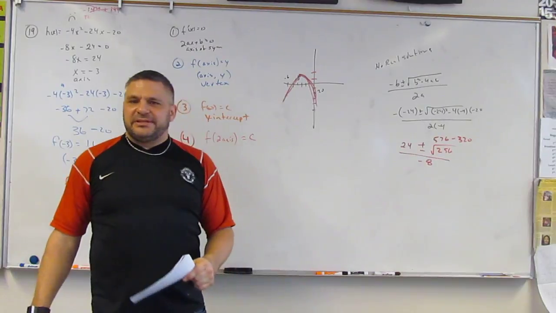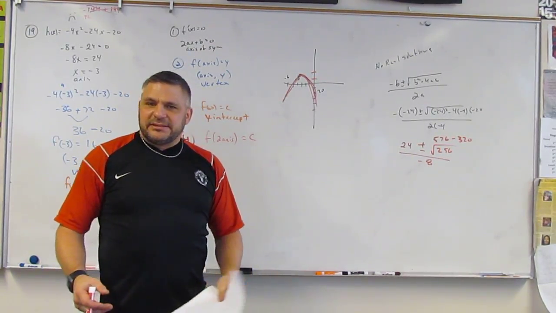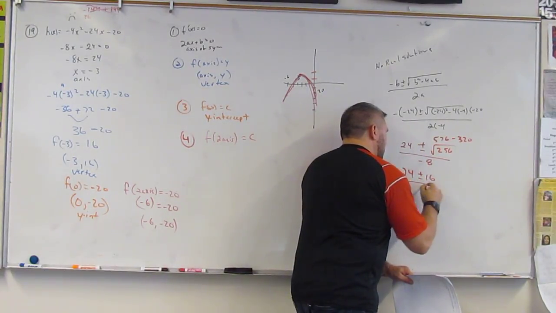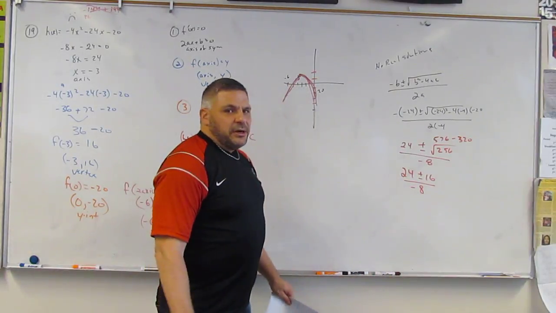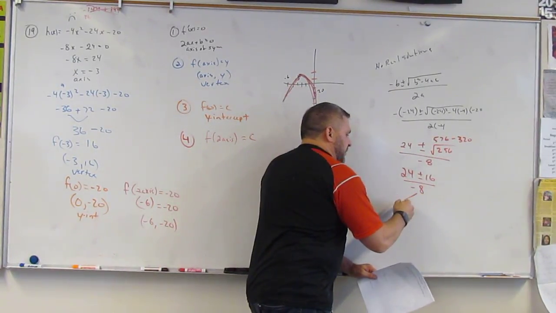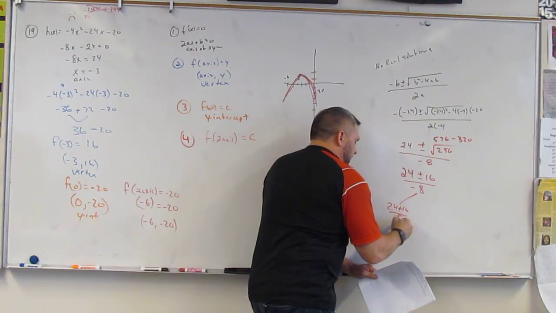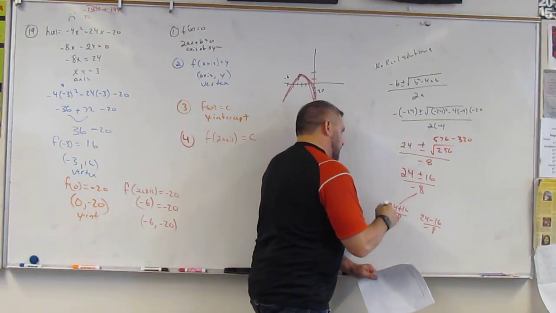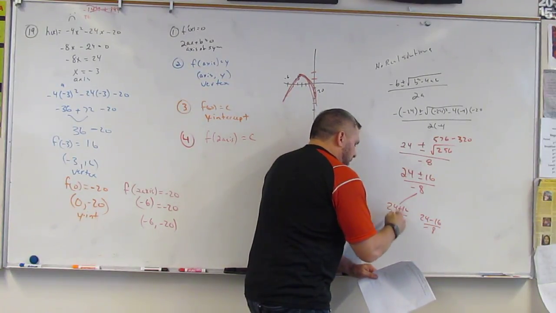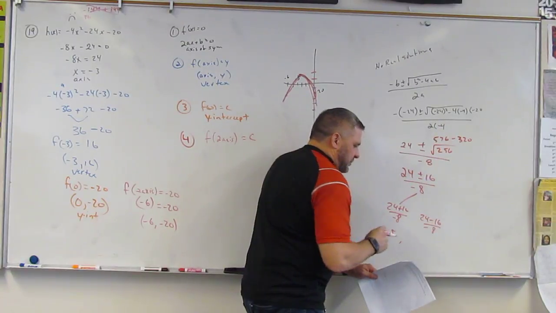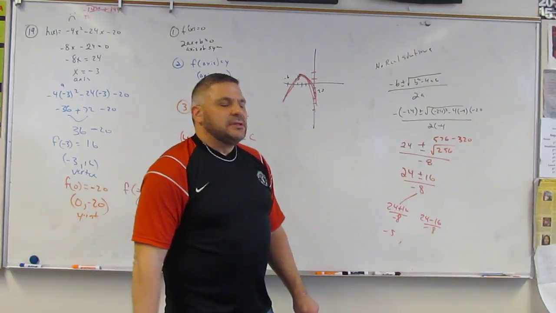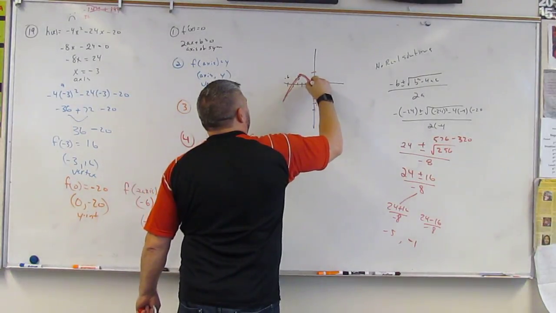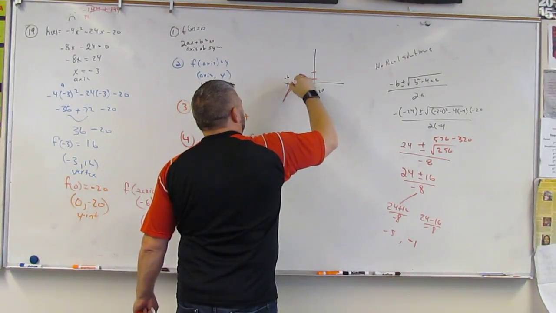What is the square root of 256? Isn't that 16? Okay. So now we should be able to go two ways. One way is 24 plus 16 divided by 8. And the other one's 24 minus 16 divided by negative 8. So plus 16, that'd be 40 over negative 8, which is negative 5. And the other one would be 8 over negative 8, which would be negative 1. So it's going to cross at negative 1 and negative 5. That makes sense.